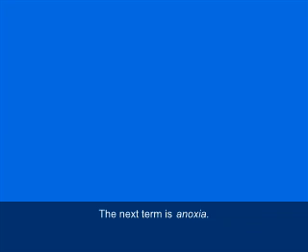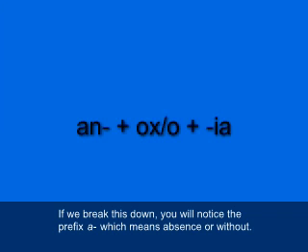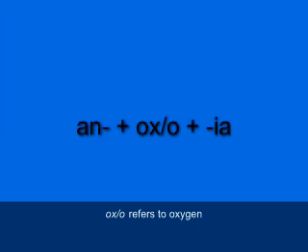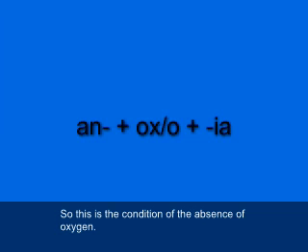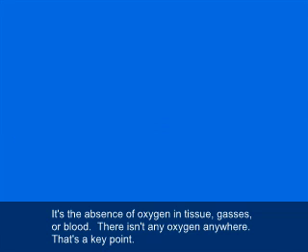The next term is anoxia, A-N-O-X-I-A. Anoxia is the absence of oxygen in tissues, gases, or blood. And if we break this down, you'll notice it's got that prefix A, which means absence or without. Nox refers to oxygen, and IA means a condition. So this is the condition of the absence of oxygen, in tissues, gases, or blood. There isn't any oxygen anywhere. Okay, that's a key point.